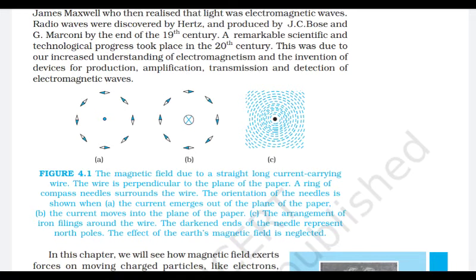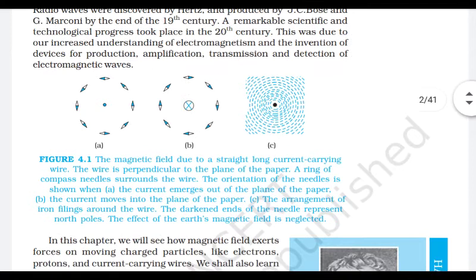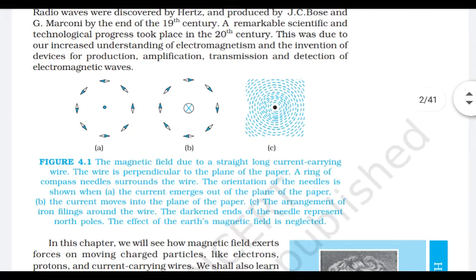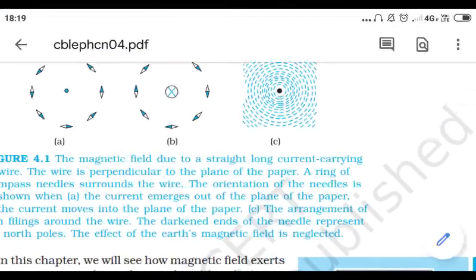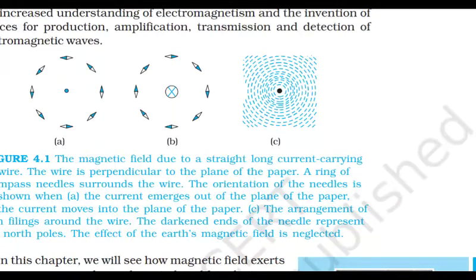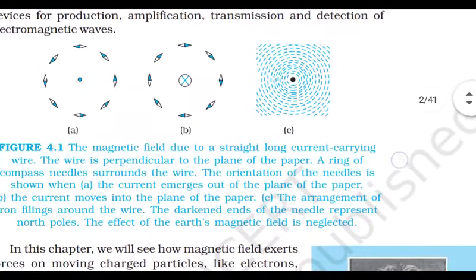The wire is perpendicular to the plane of paper. These are the differences. When a dot is there, the orientation of the needle is shown, and the current emerges out of the plane of the paper. In A, the current emerges out. That means a dot is used when something emerges out. And when current moves into the paper, symbolically we use this cross sign, remember, at the center. In the fourth one, you are very clear.